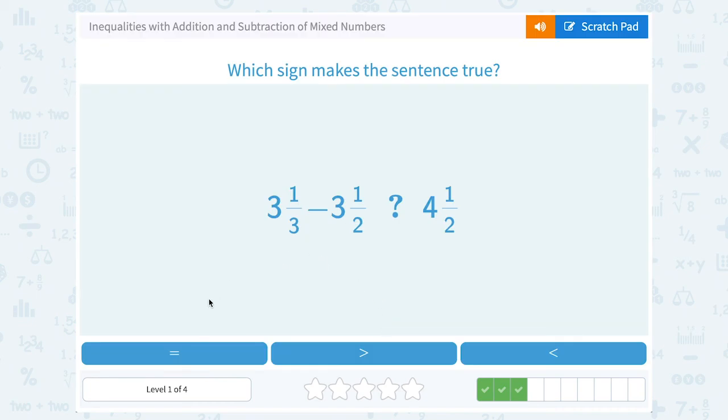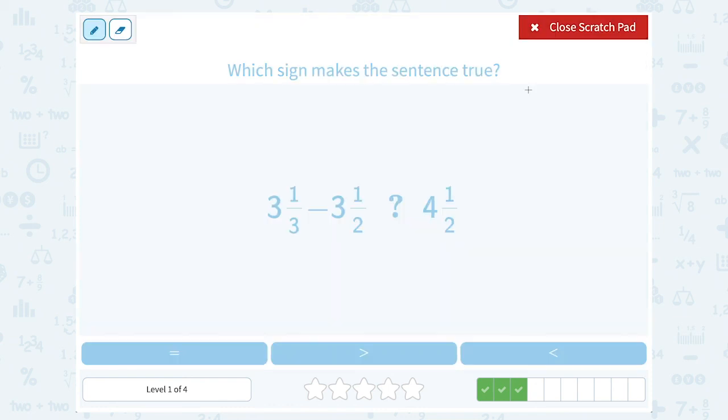Okay, 3 1/3 minus 3 1/2, is that going to be equal to, greater than, or less than 4 1/2? Well, without even doing the whole problem, looking at just some mental math, 3 and something minus 3 and something, well, 3 minus 3 is 0, so I'm just going to have 1/3 minus 1/2 here. That is definitely going to be smaller or less than 4 1/2. Right? Because this is going to be less than 1, and this is more than 4.